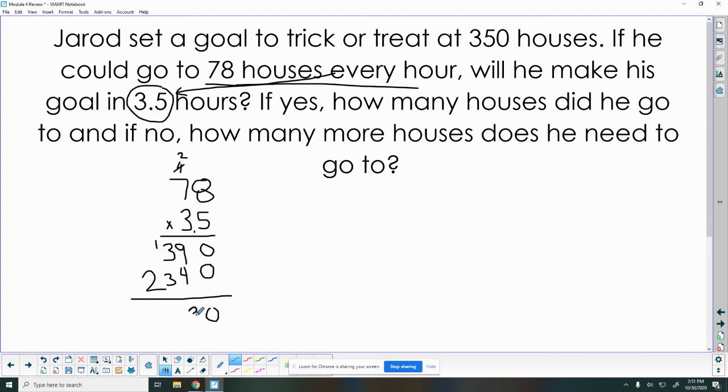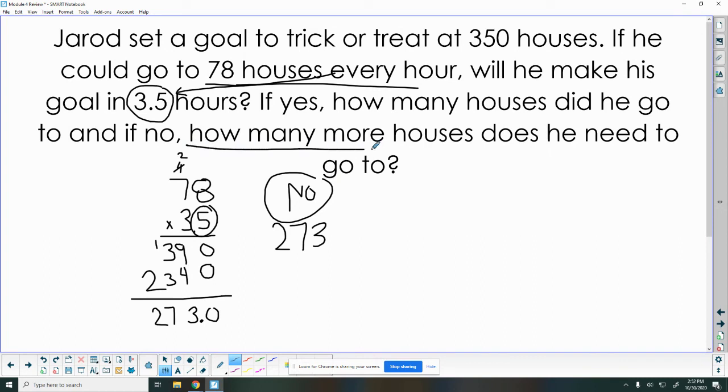So here is 13, 3, 6, 7, and 2. Now, but I have one decimal place in here. One decimal place. So he, after 3.5 hours, has been to 273 houses, which is a lot. But he did not make his goal. So no, he didn't make his goal.